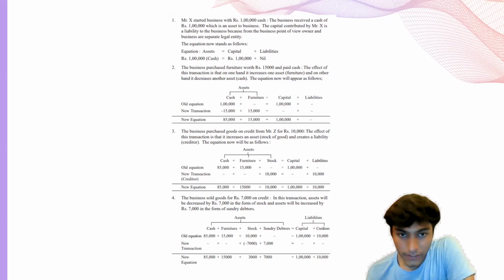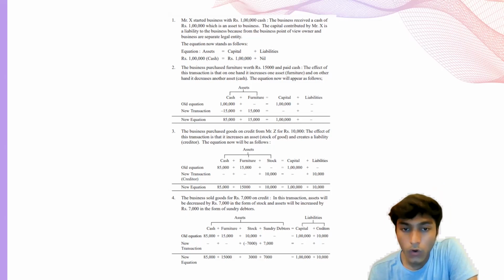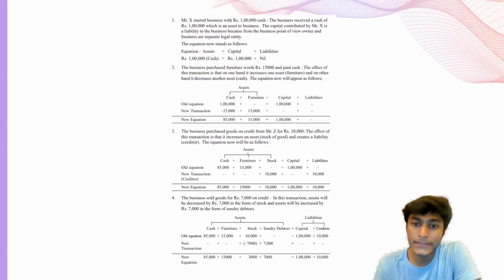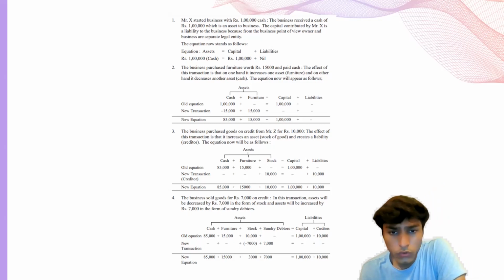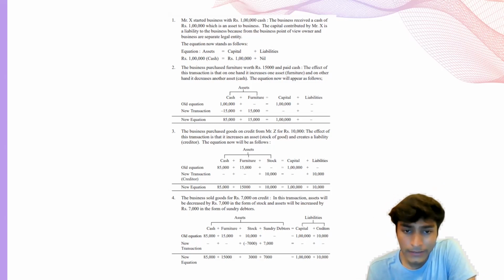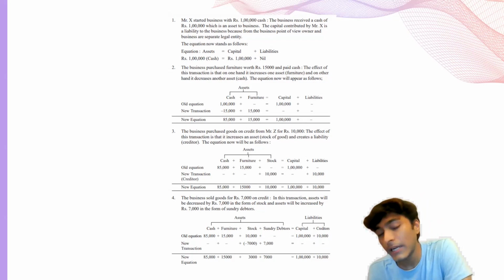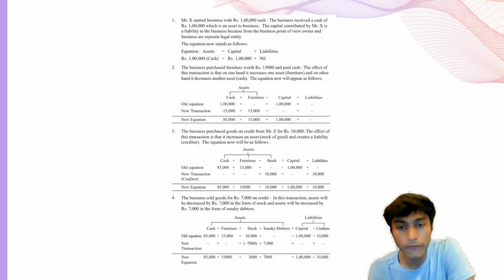Coming to the third transaction: the business purchased goods on credit from Mr. Z, who is an outside party, for rupees 10,000. The old equation was tallied: the cash was 85,000 because we paid 15,000 to purchase the furniture. We have received the furniture worth rupees 15,000, so we have total assets of rupees 1 lakh. On the other side, we have the total owner's equity of 1 lakh rupees.